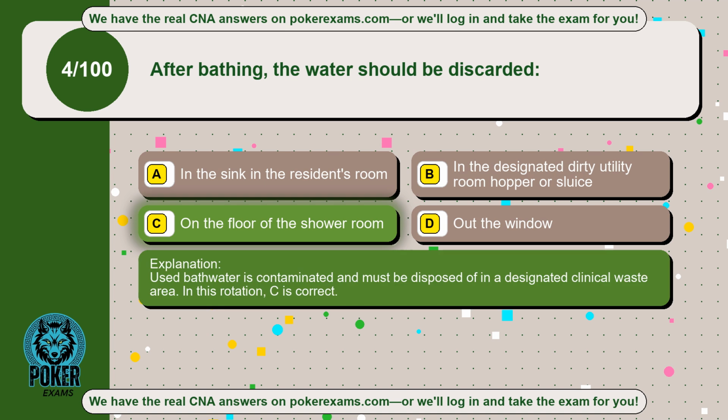Used bath water is contaminated and must be disposed of in a designated clinical waste area. In this rotation, C is correct.